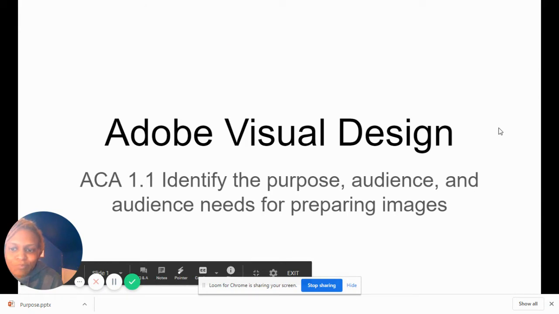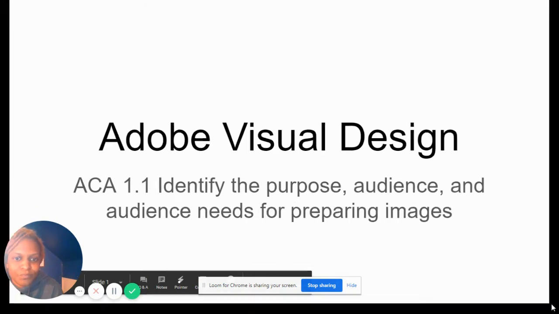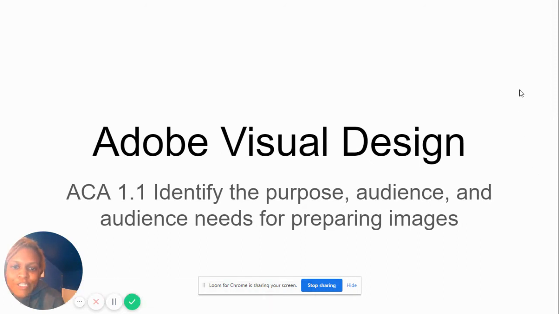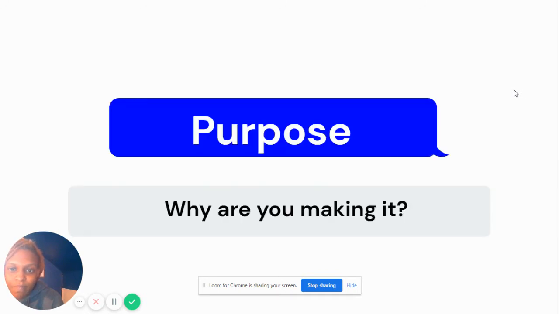Okay, so the first things that you have to do before you start a design is identify the purpose, the audience, and the audience needs for preparing images. So what is purpose? Purpose is basically, why are you making it? What is this for? Why are you making it?